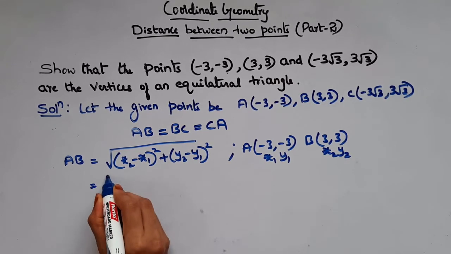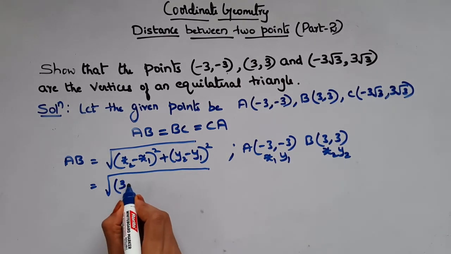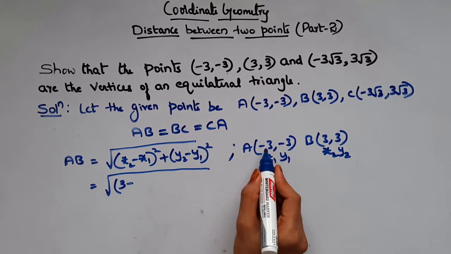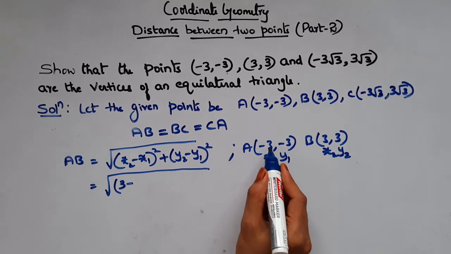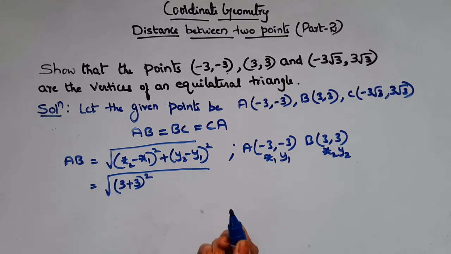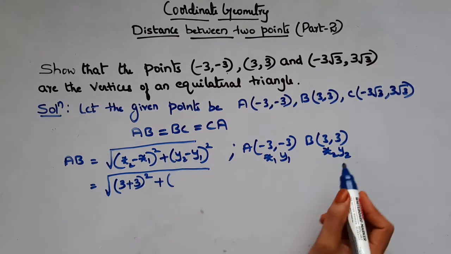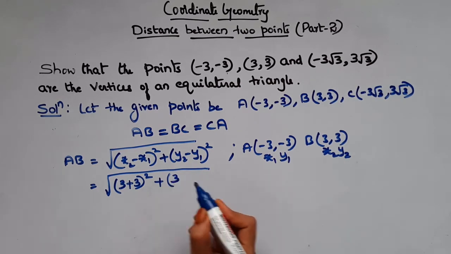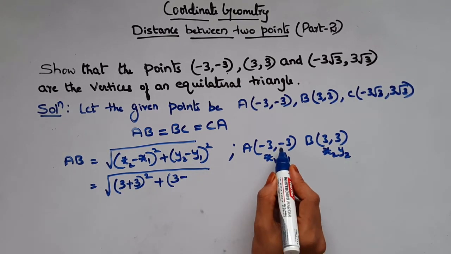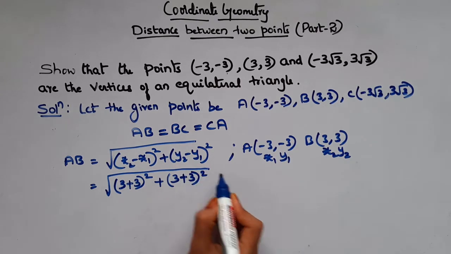So let's substitute the values. We have square root of x2 minus x1, so 3 minus x1 is minus 3, so minus of minus is plus, so 3, right? The whole square plus, so we have y2 here is 3 minus y1 is minus 3, so minus of minus will be plus 3, right? The whole square.